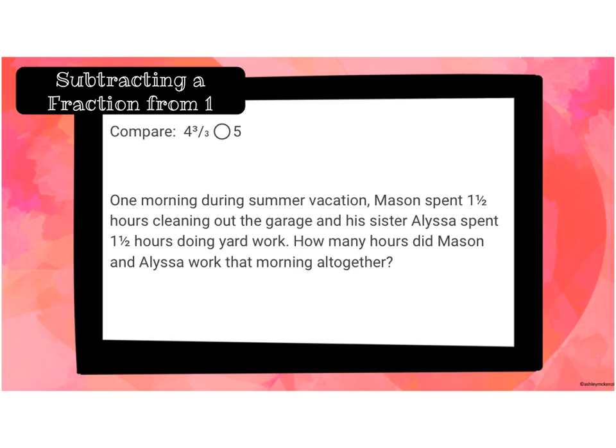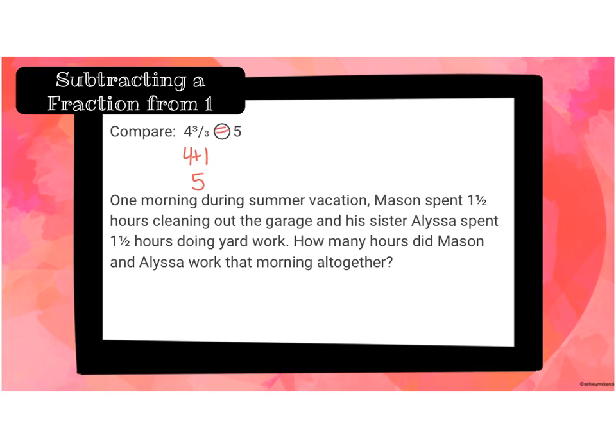Okay, 4 and 3/3. We're comparing. I'm going to wait till you're done. 3, 2, 1. We're comparing 4 and 3/3 first. Look at that fraction attached to the 4. What is it? It's a whole. So if I have 4 plus a whole, that makes 5. And what is 5 compared to 5? Equal.